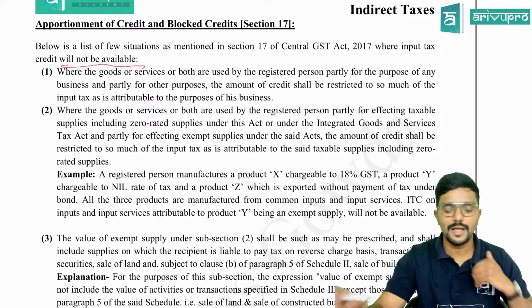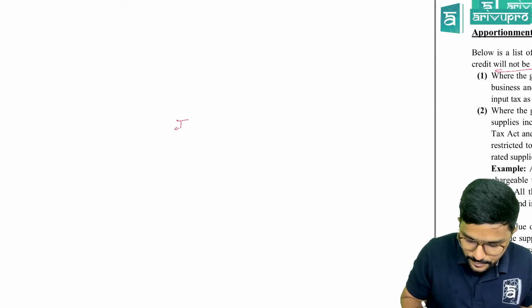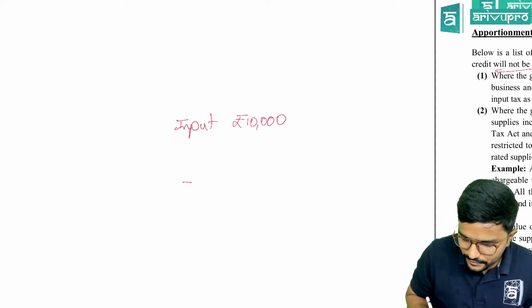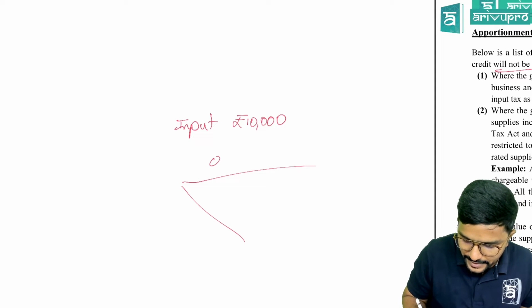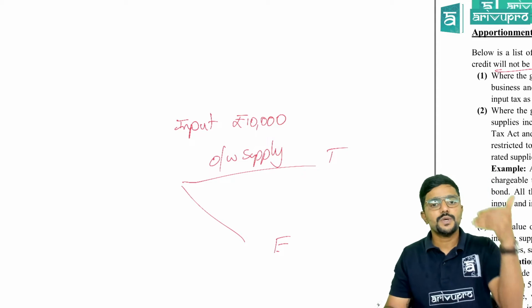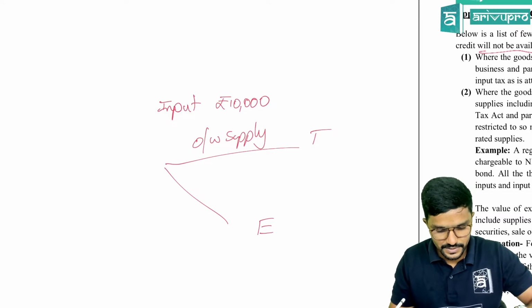Now, let me just take an example. You have purchased an input on which you have paid a tax of 10,000. Now this input you are using for two purposes. You are providing two outward supplies. One is taxable, the other one is exempt. So you are using the input. Sorry, this is different. Just a second.